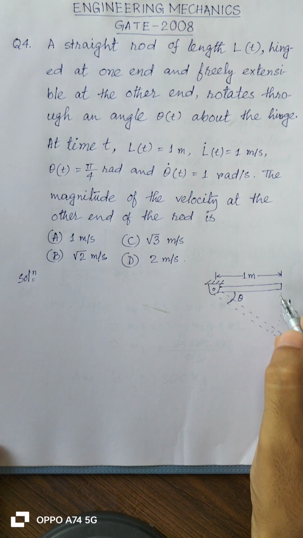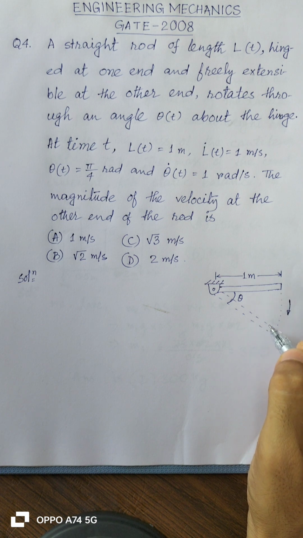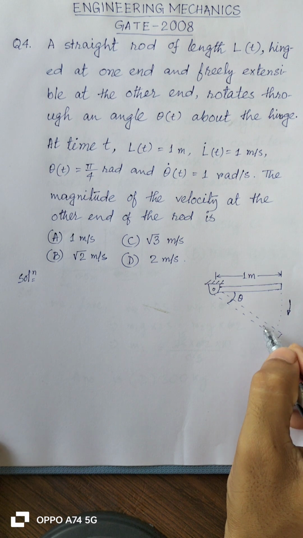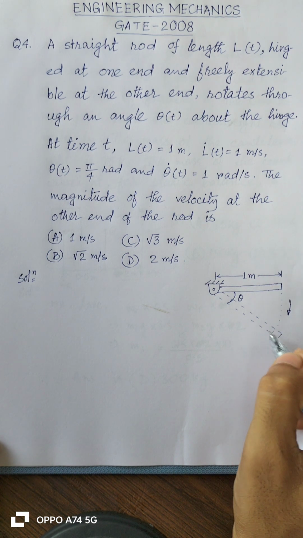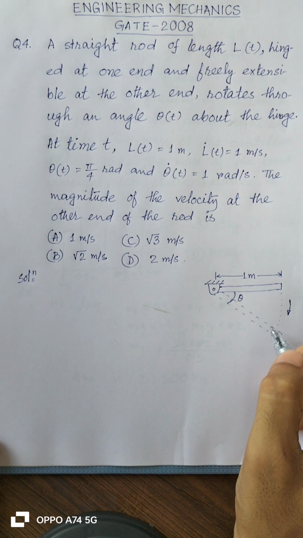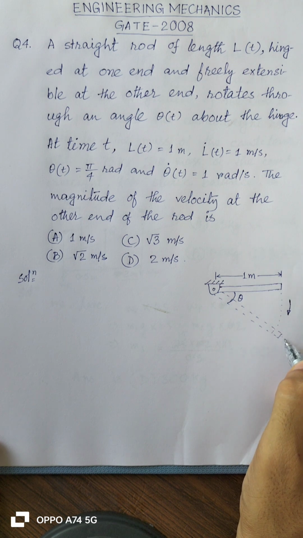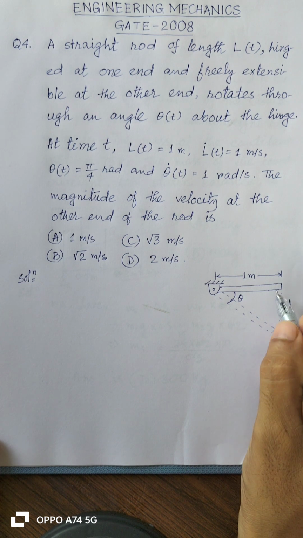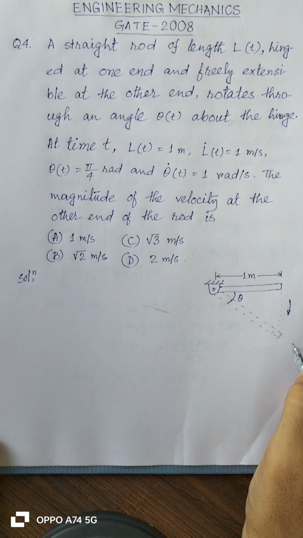So clearly the rod is having two types of motion. One is rotary motion and another one is linear motion. So it is extending due to its self weight and the centrifugal force and so on. So due to these effects, the length of the rod will increase. So clearly the rod is having two types of motion: one is rotary motion, another one is linear motion, radially outward.